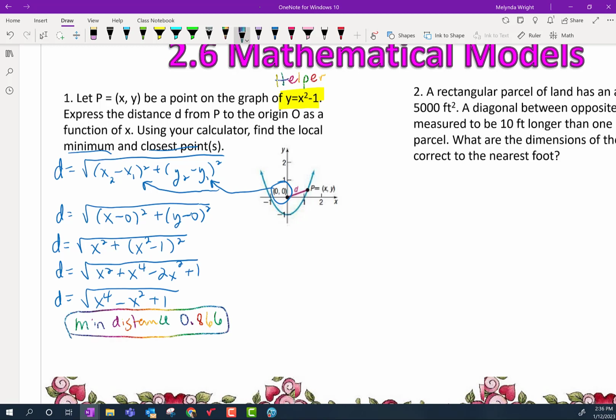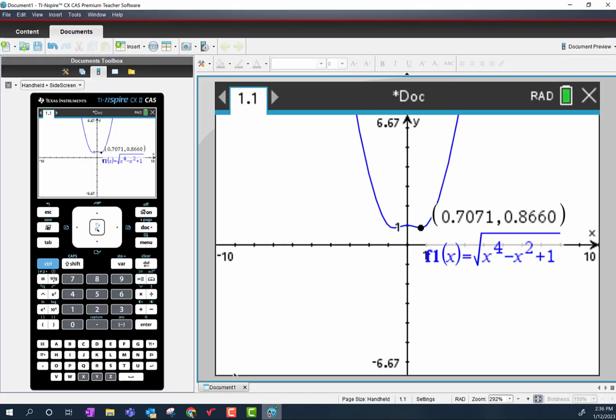Okay. So now they want the closest point. Let's see. So the closest point, the x value of that point we found in the calculator is right here. Right? That's my x value of the point. But this isn't the y value of the point. This is the minimum value. How am I going to get the y value of the point?